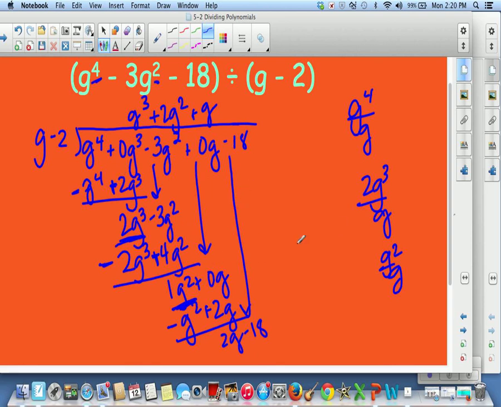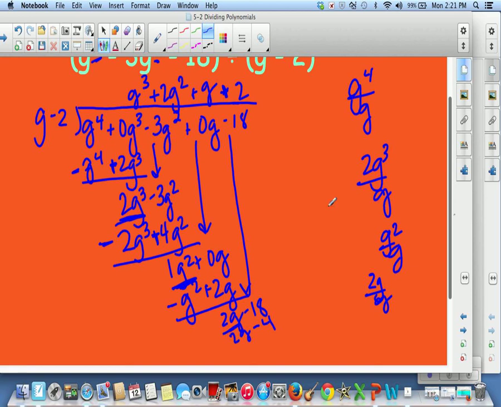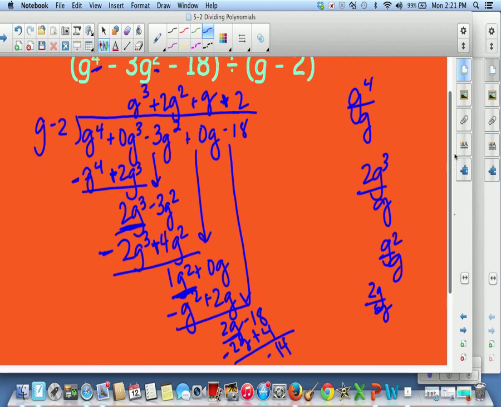So 2g, we're right here, 2g divided by g gives me 2. So 2 times g is 2g. And 2 times negative 2 is negative 4. So we're going to subtract these. So negative 18 plus 4 would be a negative 14. And we're at the end of our line here, so that's going to be our remainder.